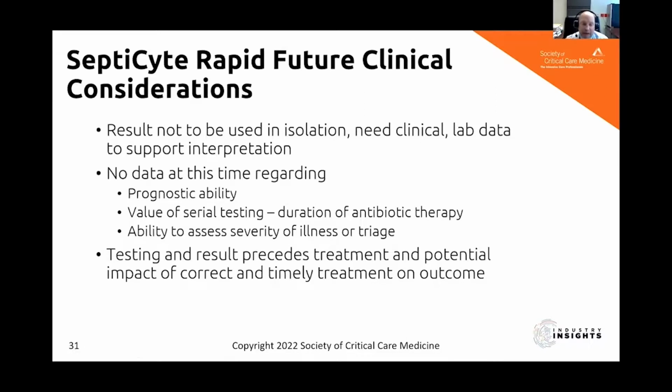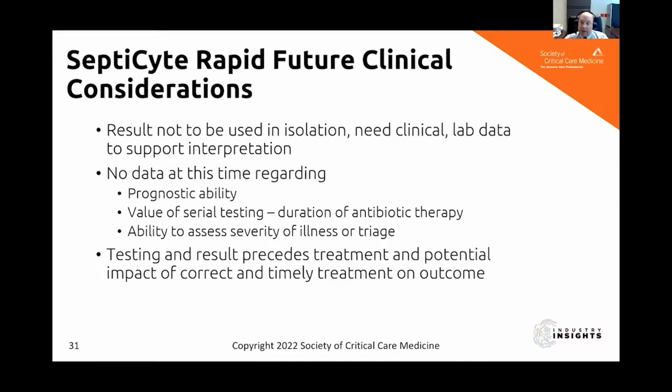So what we've seen from the SeptiCyte RAPID tells us that we have a test that may help us make a diagnosis of sepsis from non-infected systemic inflammation. The result is not to be used in isolation. We need clinical, laboratory data, and other support to help us with the interpretation.